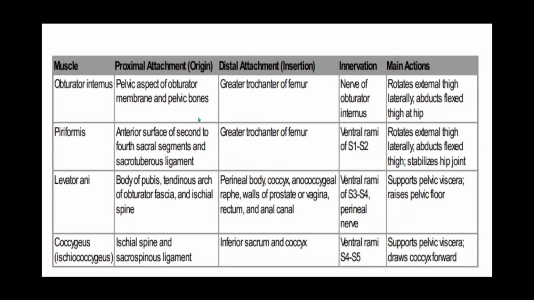So in terms of nerve innervation of these muscles, obturator internus is innervated by the nerve to obturator internus. The piriformis muscle is innervated by the ventral rami of S1 and S2, levator ani by the ventral rami of S3 and S4, and coccygeus by the ventral rami of S4 and S5.